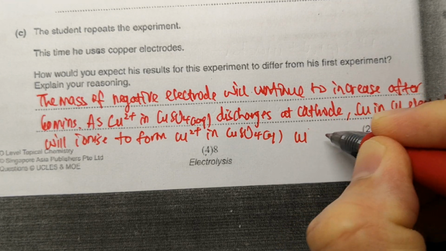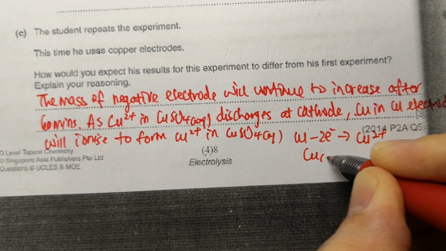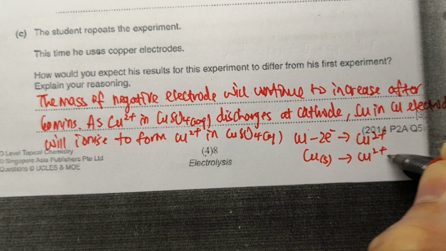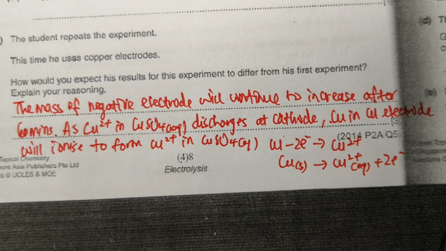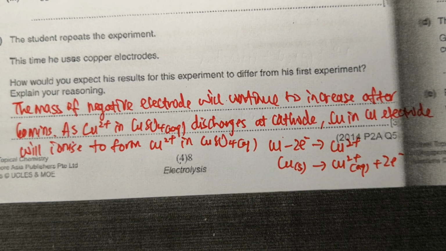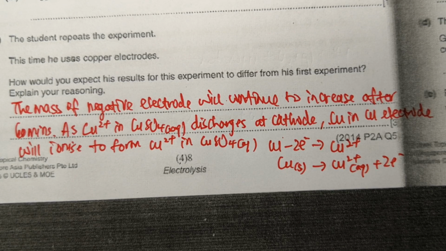So Cu minus 2 electrons becomes Cu2+. So Cu, which is the copper electrode, becomes Cu2+ (aq) plus 2 electrons. In the exam you have more space to write. This will continue until your copper electrode completely ionizes. That's why the mass increase in the negative electrode will continue after 60 minutes.